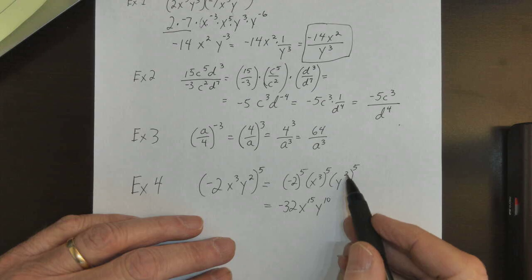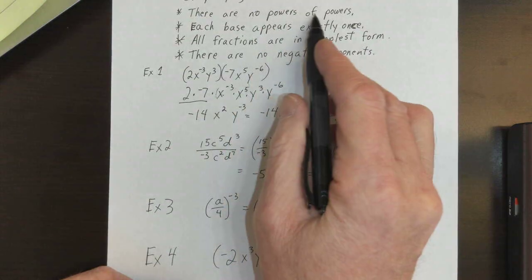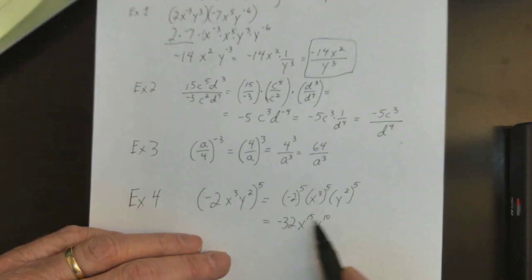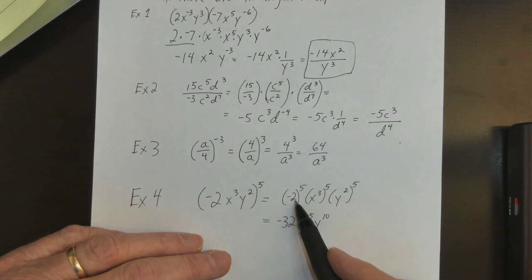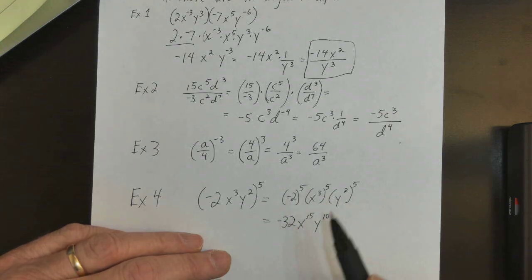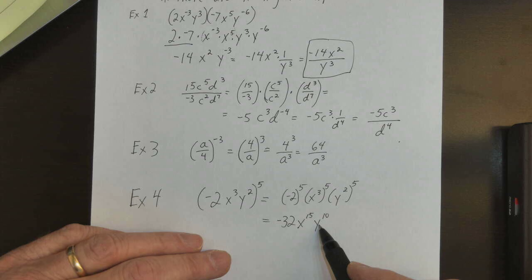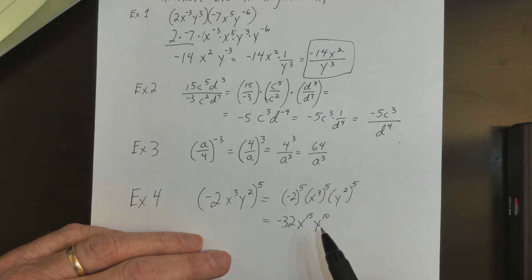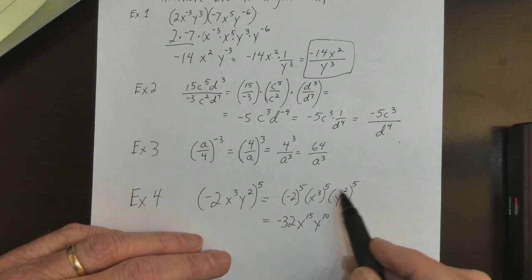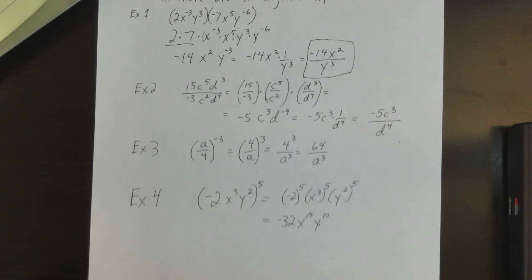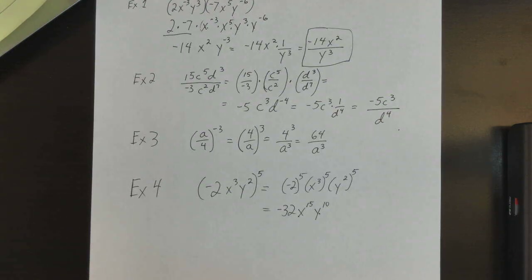I had to keep going because you're not allowed to have powers of powers, so we use that property. And there's no fractions. Each base is here once. X and y are here once. And there's no negative exponents. So that's what we have here, guys.